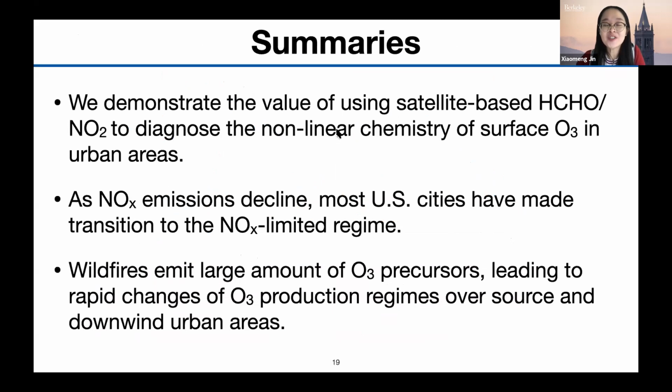And to briefly summarize, we have shown the value of using remote sensing observations to diagnose the nonlinear chemistry of surface ozone in urban areas. And we show that as NOx emissions decline, most US cities have made a transition to the NOx limited regime. And we also showed how we can use the OMI observations to look at the short-term variability of ozone chemistry due to wildfires. Wildfires emit large amounts of ozone precursors, which can lead to a large change of ozone production regimes over both the source and the downwind urban areas. So that's all I have.